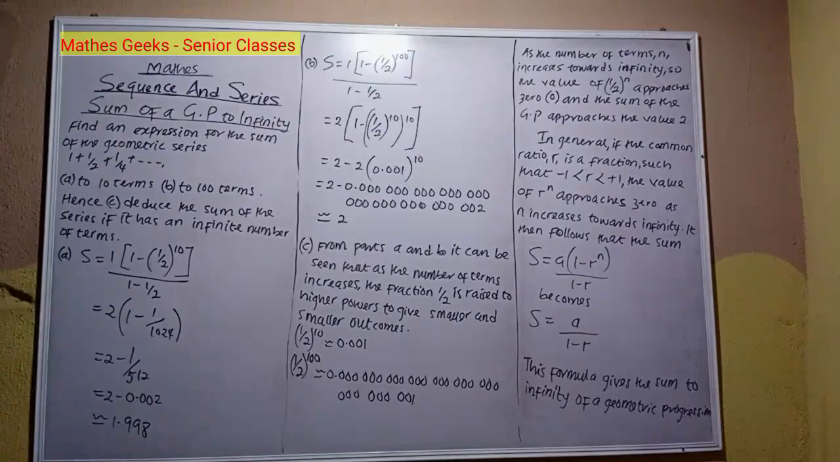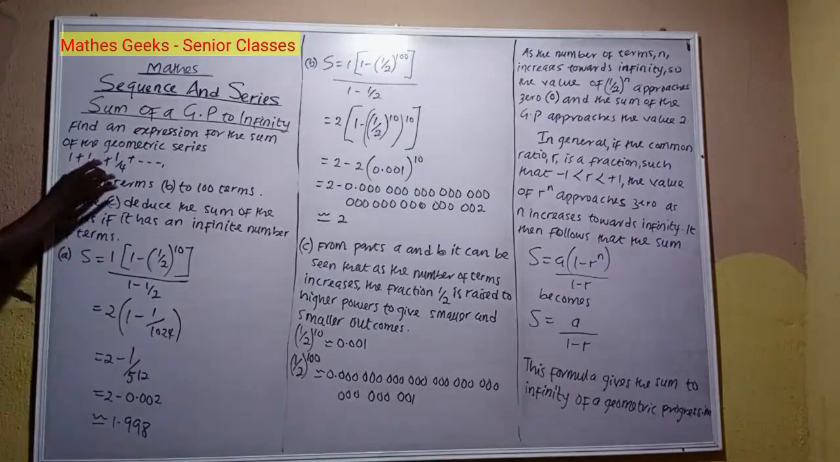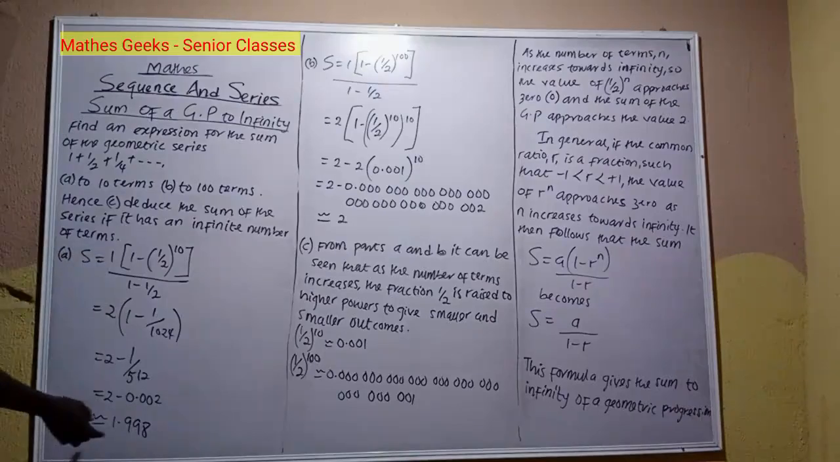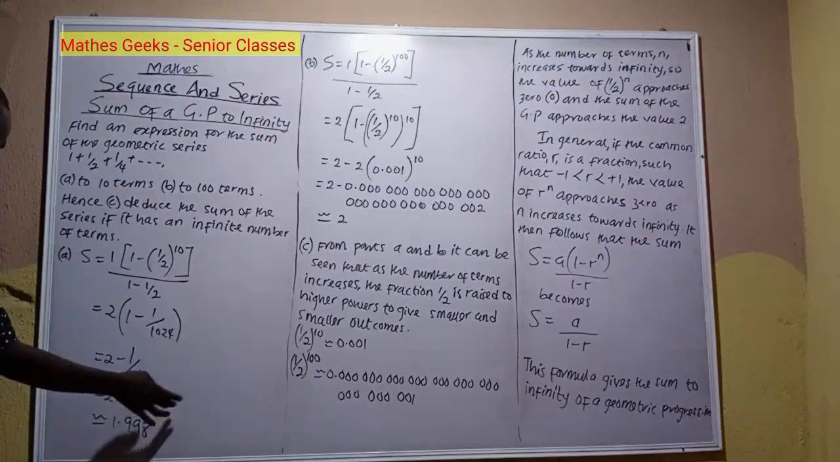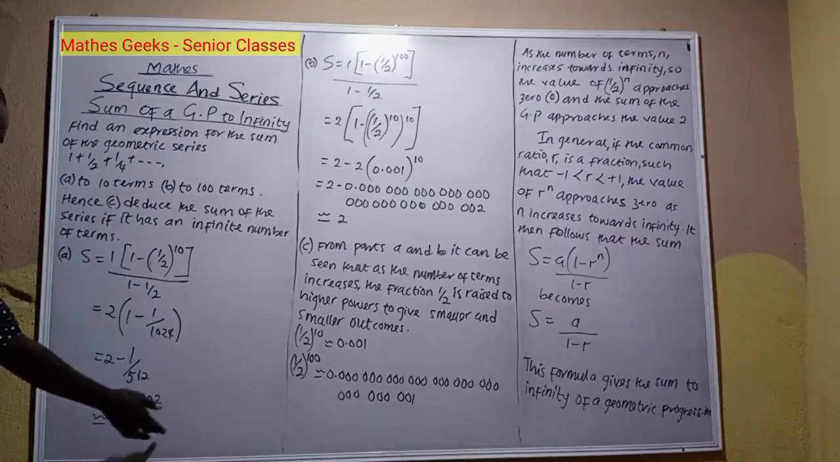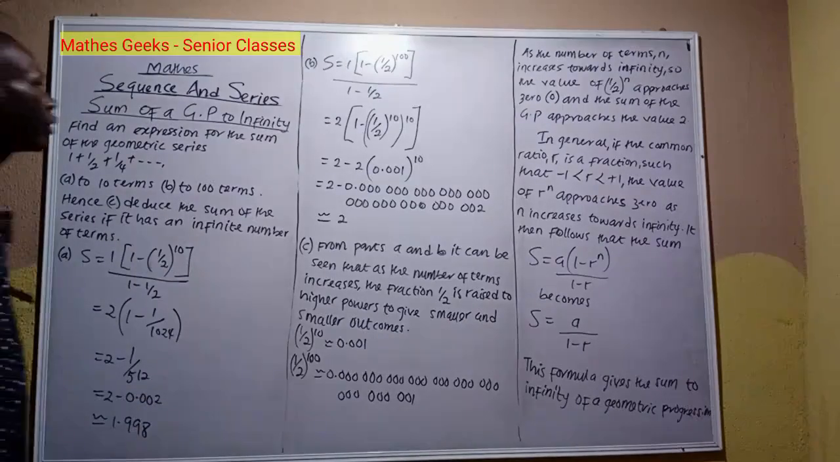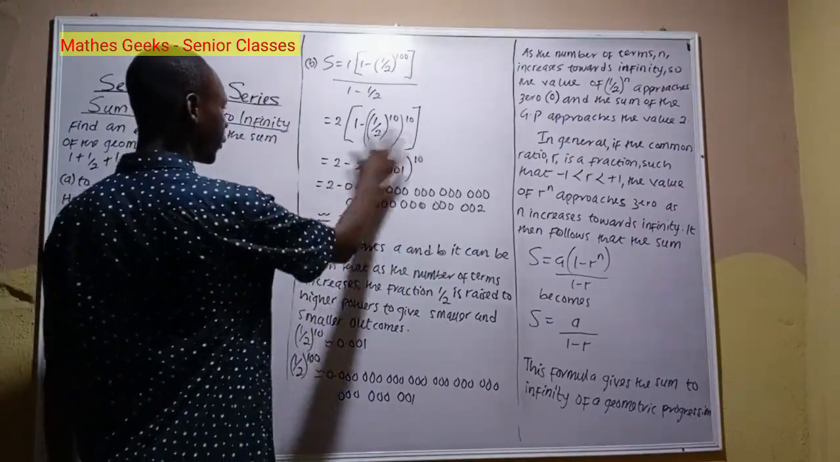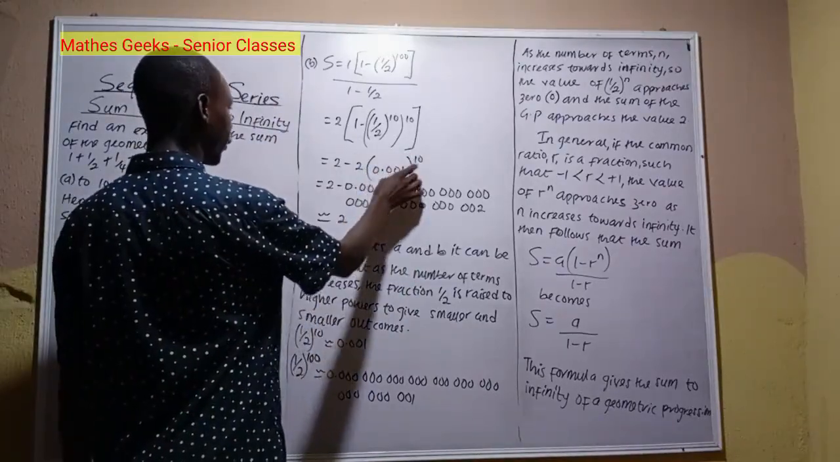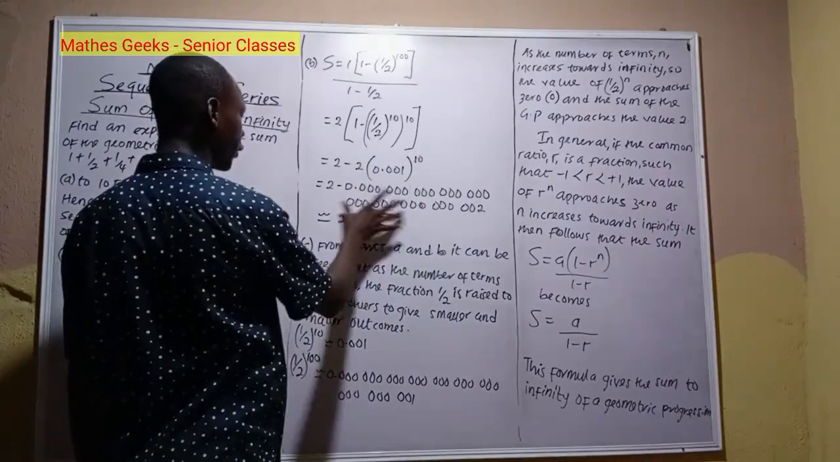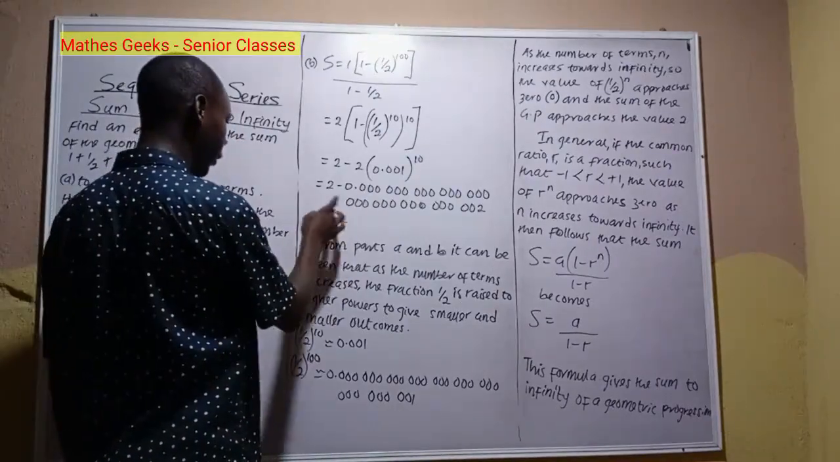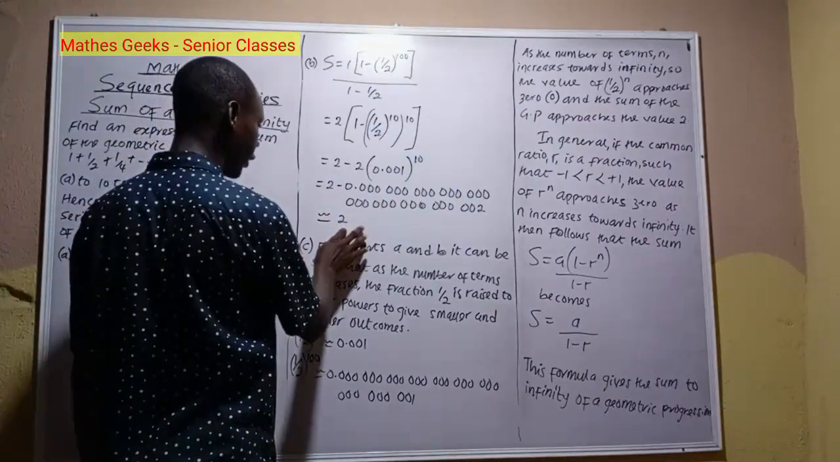So A, the sum of this series to the first 10 terms will be given the value 2 minus 0.002, approximately 1.998. And that of B, the value is infinitely small, so 2 minus this part, 1 over 2 raised to the power 100 times 2, will give you this small figure which definitely approaches the limit 2.